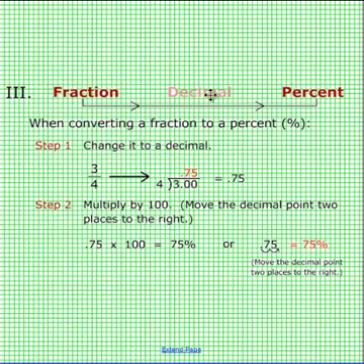As you can see on this screen, going from fraction to percent, 3/4, or the 3 divided by 4, gives you 0.75. Multiply by 100 and you get 75%. Or move the decimal point 2 places to the right.